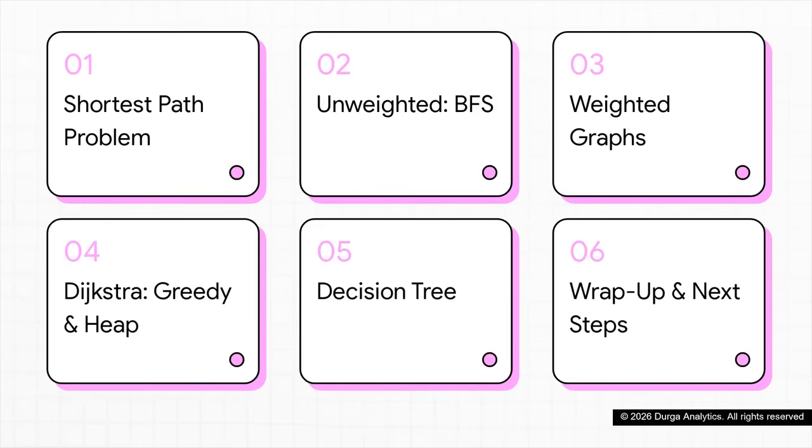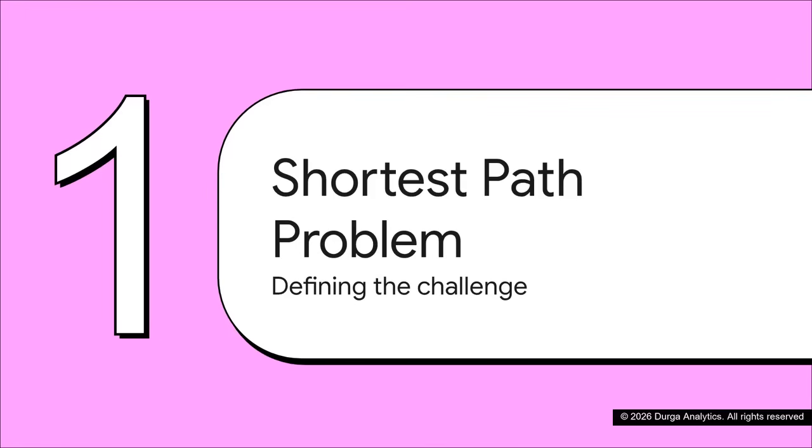Here is our technical sprint for the day. The shortest path problem, unweighted graphs using BFS. When edges have different weights, Dijkstra, greedy meets heap. The engineering decision tree and wrap-up and next steps. Part 1. The shortest path problem.